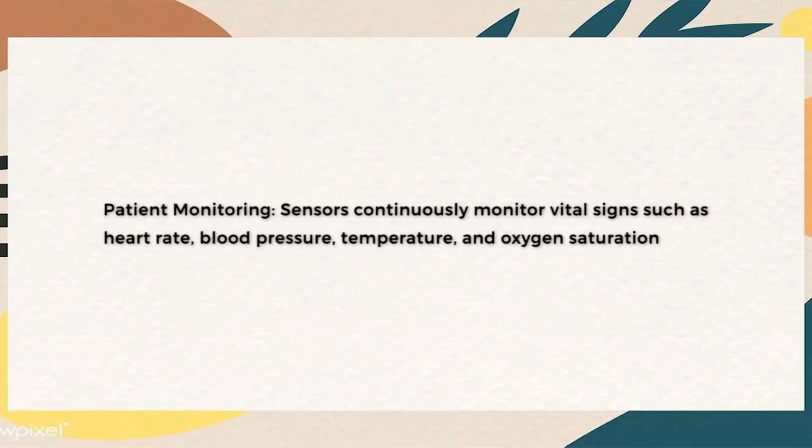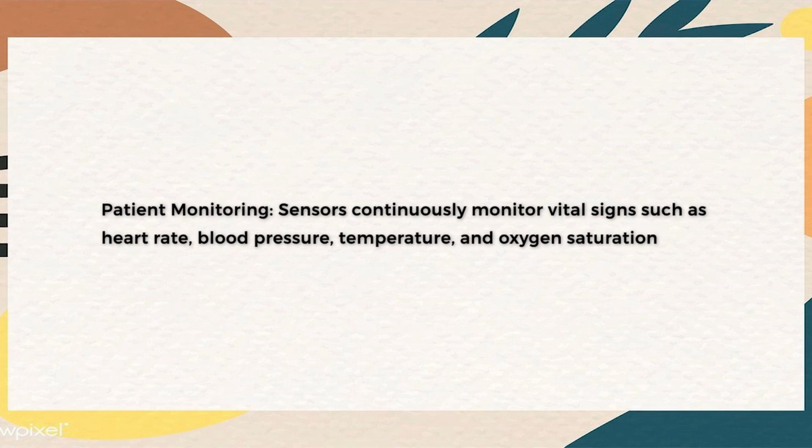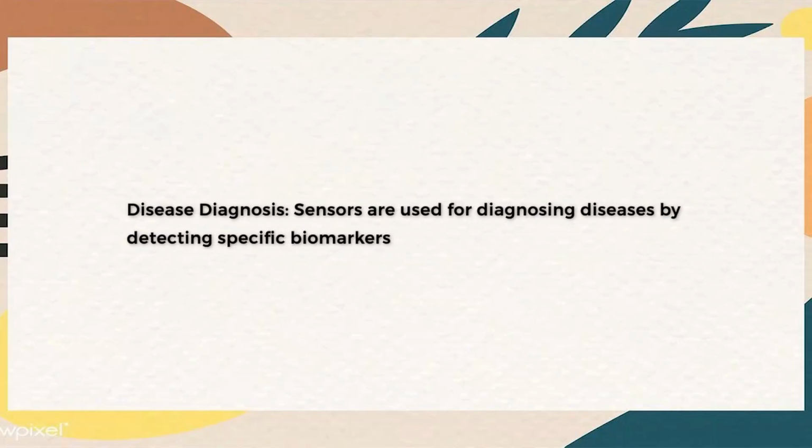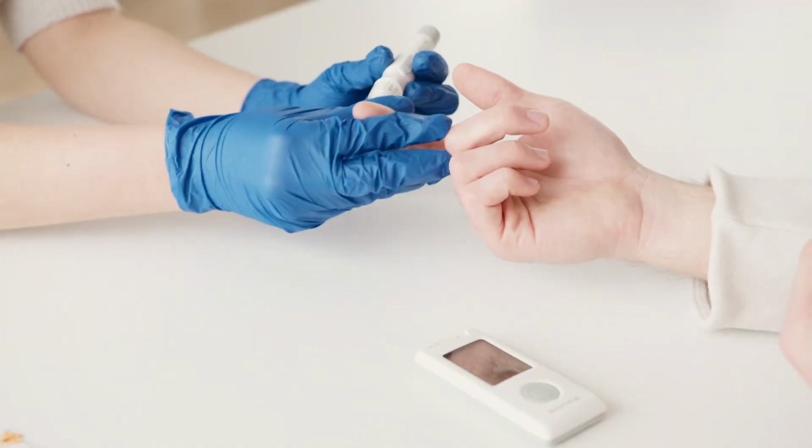Now we discuss the role of sensors in the biomedical field. Patient monitoring: sensors continuously monitor vital signs such as heart rate, blood pressure, temperature and oxygen saturation. This data is critical for assessing a patient's health status in real time, especially in intensive care units. Disease diagnosis: sensors are used for diagnosing diseases by detecting specific biomarkers. For instance, glucose sensors are vital for monitoring blood sugar levels in diabetes management.